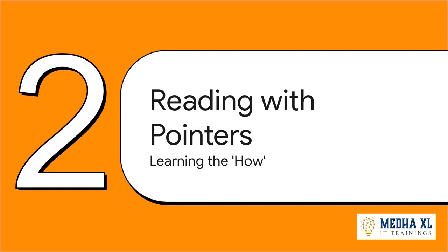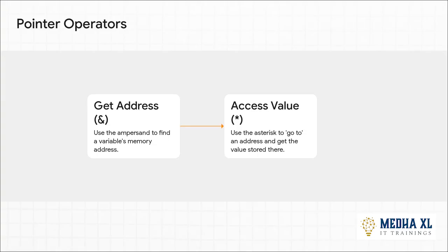Okay, so we get the what. Now let's jump into the how. How do we actually play with these addresses in our code? This is where we learn to speak the language of memory. You really only need to master two special symbols. First up is the ampersand, the & symbol. Think of this as the address-of operator. You stick it in front of a variable and you're basically asking, hey, where do you live?